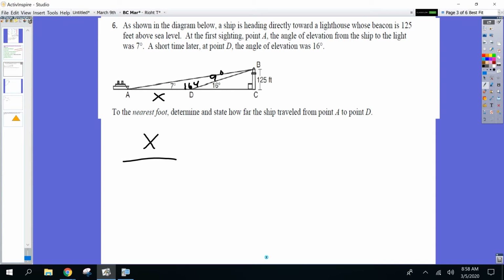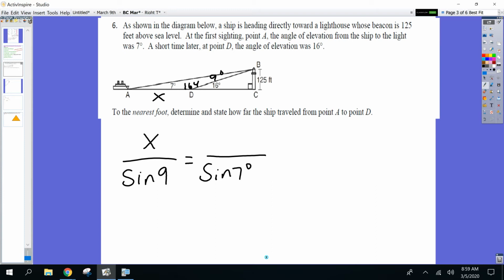So I could do X over, what's the angle opposite? X over sine of 9 equals, here we go, I could use the 7. What's the side opposite 7 in that triangle? Oh, I'm glad people are doing this. When you use law of sines, you can only use values from the same triangle. You can't mix and match between them. So what side in triangle ADB is across from 7 degrees?